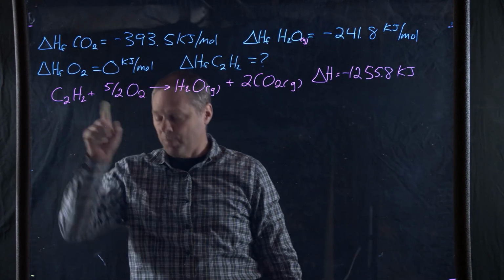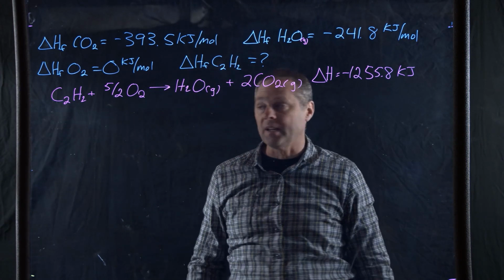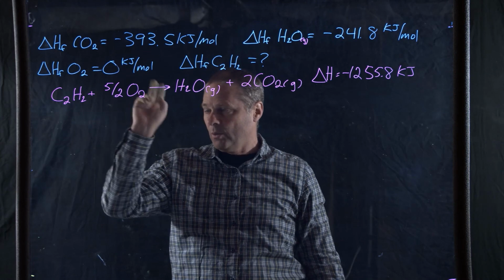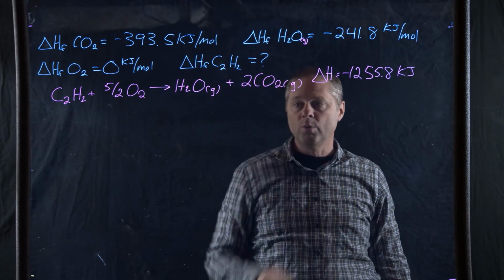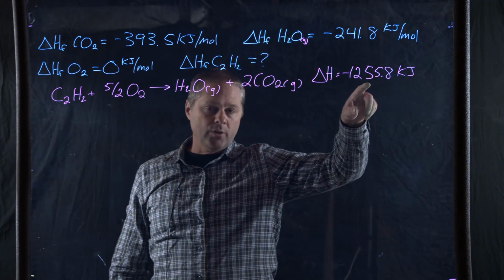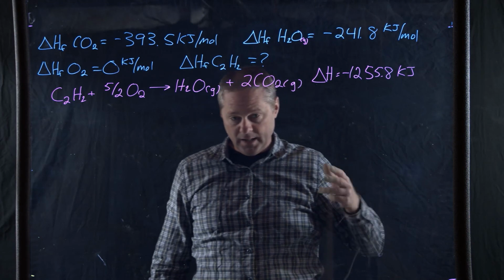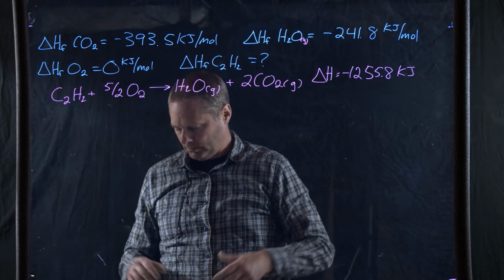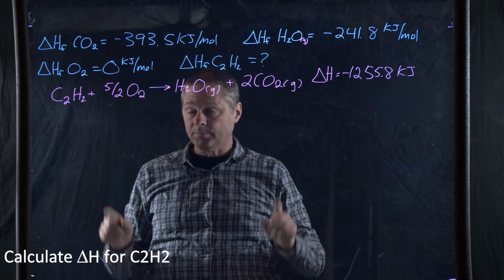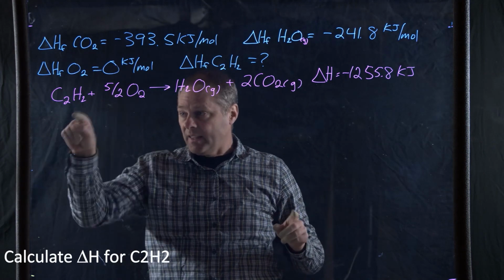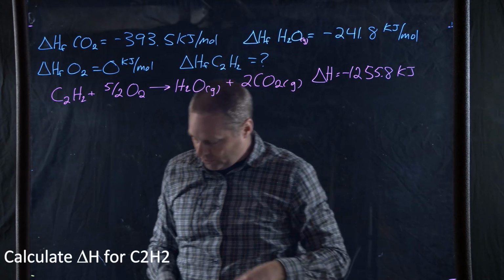It says acetylene burns in air by the following equation. This is the equation I have in pink. We have acetylene reacting with 5/2 mole of oxygen to produce 1 mole of water and 2 moles of CO2. It's an exothermic process, so it gives off 1,255.8 kilojoules of energy. From the heat of formation of these substances, we are to find the heat of formation for acetylene, which is C2H2.